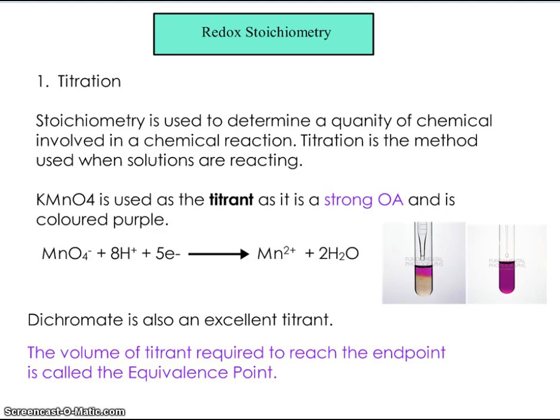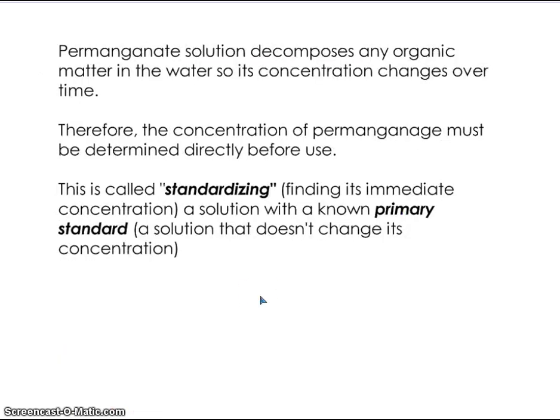The method used is titration, and if you recall, titration involves a titrant, and the titrant is the material that goes in the burette. And in this case, we're using permanganate. It is a strong oxidizing agent, and it is colored purple. Again, as it is reduced, it changes color, as you can see by this picture on the left. Dichromate was our other example we could use in titration. And during the titration, when we have our color change that stays, the volume required to reach that is called the equivalence point.